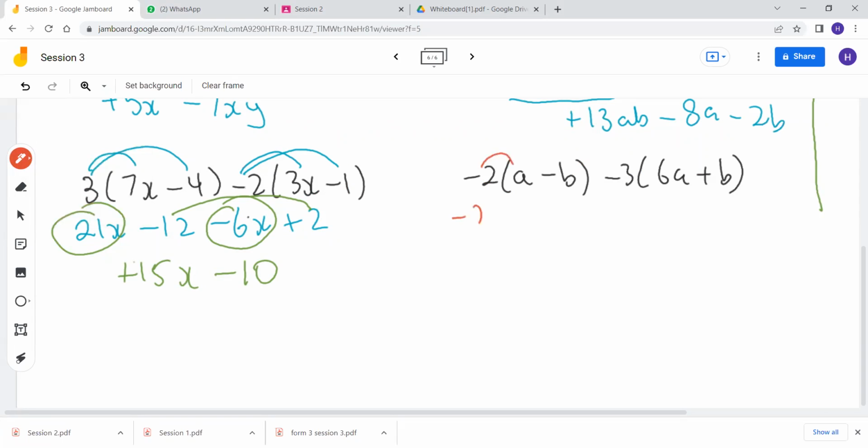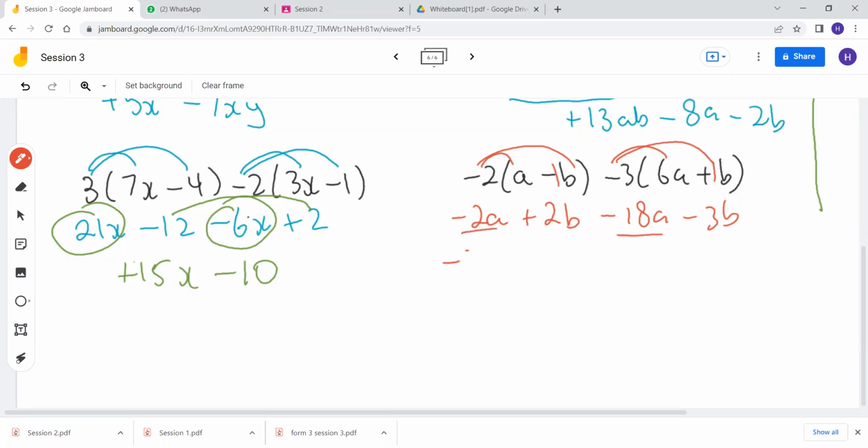Minus 2 by a is minus 2a. This is plus 2b. Minus by minus is plus, right? Good for your one here, if you want, no problem. For your one here as well: 6 by 3 is 18. This is minus 18a. And this is minus 3b. Right? Simple question. Rearrange the terms.